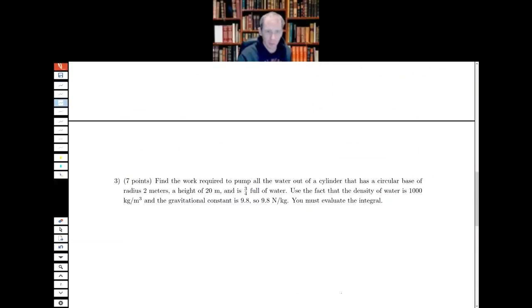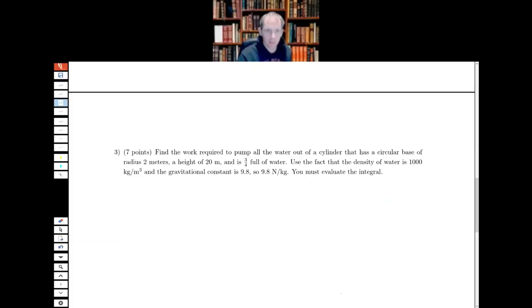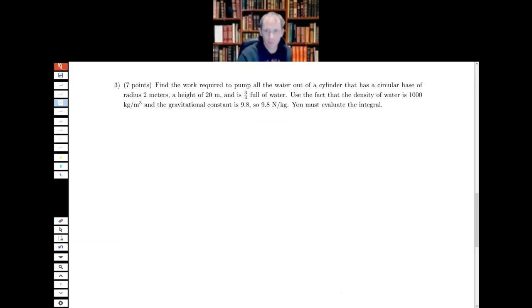Okay, let's look at problem 3. Find the work required to pump all the water out of a cylinder that has a circular base of radius 2 meters, height of 20 meters, and is 3/4 full of water. Okay, so I'm just going to draw a diagram. So this radius is 2, and that's the same radius throughout the whole thing.